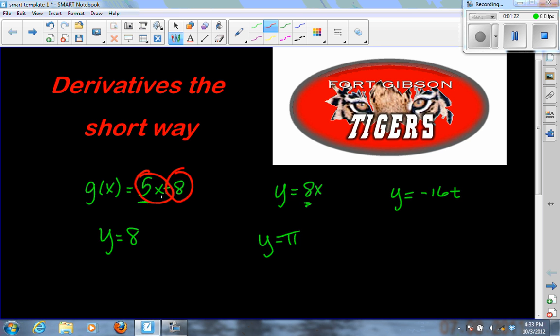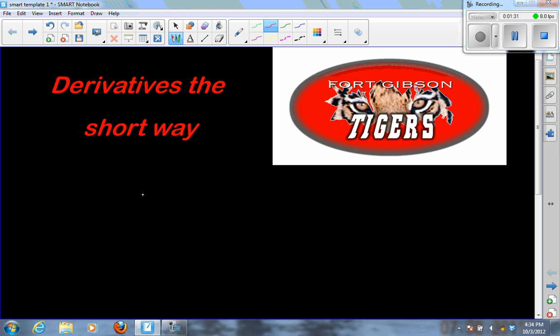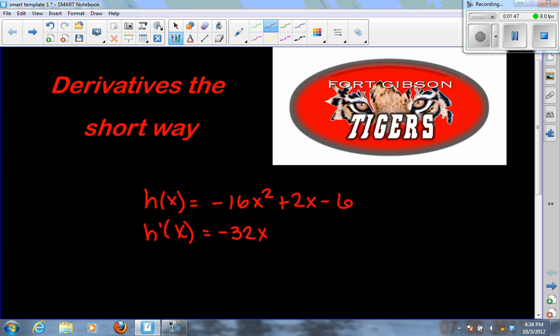So there's a rule called the power rule, and the power rule makes life much easier when you're doing derivatives. So let's say I have a function, and you want to take the derivative of this function. All you have to do is bring the exponent down to this number, so 2 times negative 16 is negative 32. Rewrite the x, knock 1 off the power, and that's it. That's how you do the power rule.